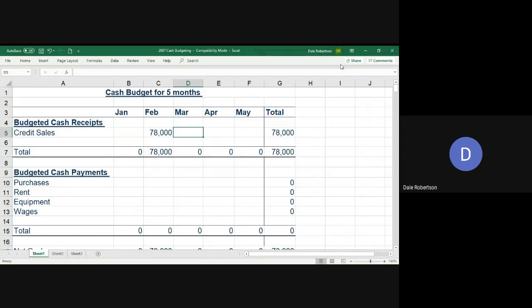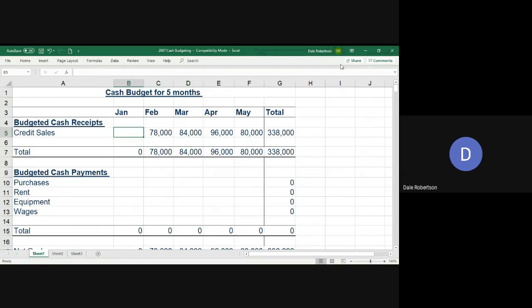In February, we sell 84,000. We receive that in March. In March, we sell 96,000. We receive that in April. And in April, we sell 80,000. We receive that in May. This is adding across automatically. Your calculator, of course, will do this for you.